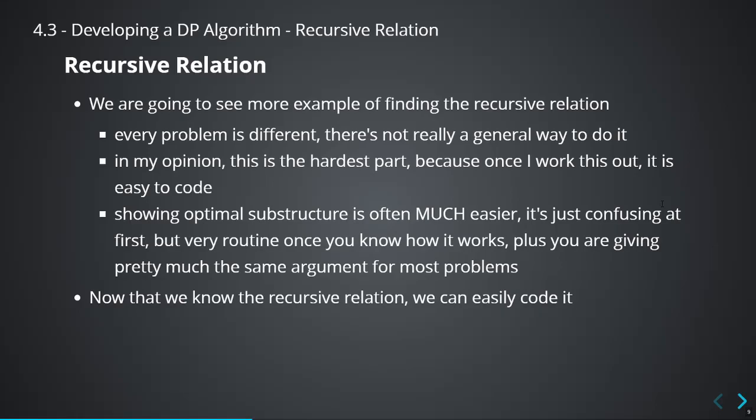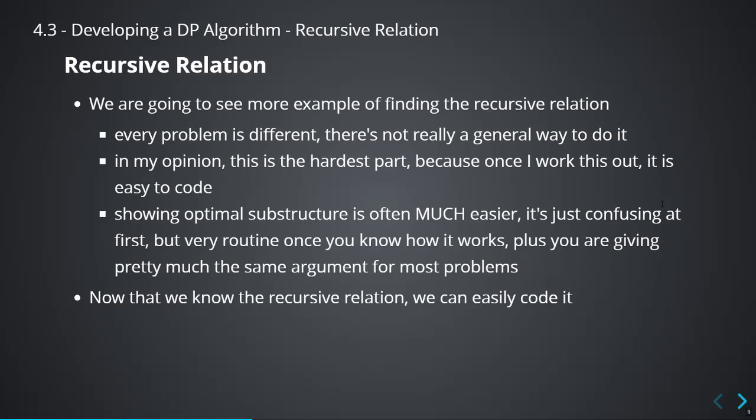But every problem is different. So there's no one way of defining this recursive relationship. It depends on what the problem is. And I think this is the hardest part. And if you work this out, you can code it. Showing the optimal substructure property is a lot easier for me. That's how I think anyway.